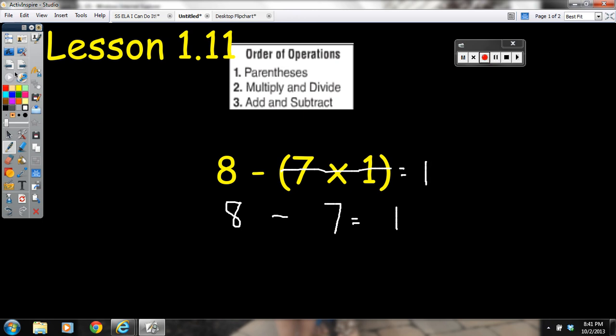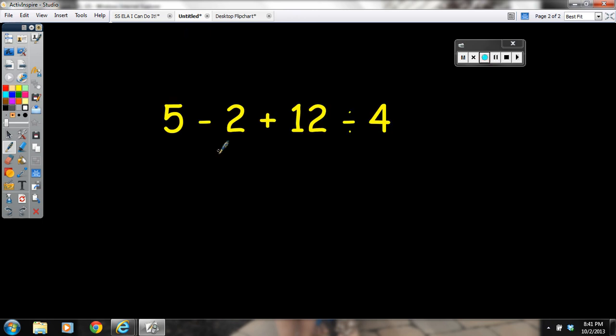I'm going to show you another example. Here's another example. We have 5 minus 2 plus 12 divided by 4. There's a couple more steps in this numerical expression. But what we need to do is follow our rule. What we did today is we said parentheses would have to come first. Then we'd have to multiply or divide after that. And then finally, we would have to add and subtract.